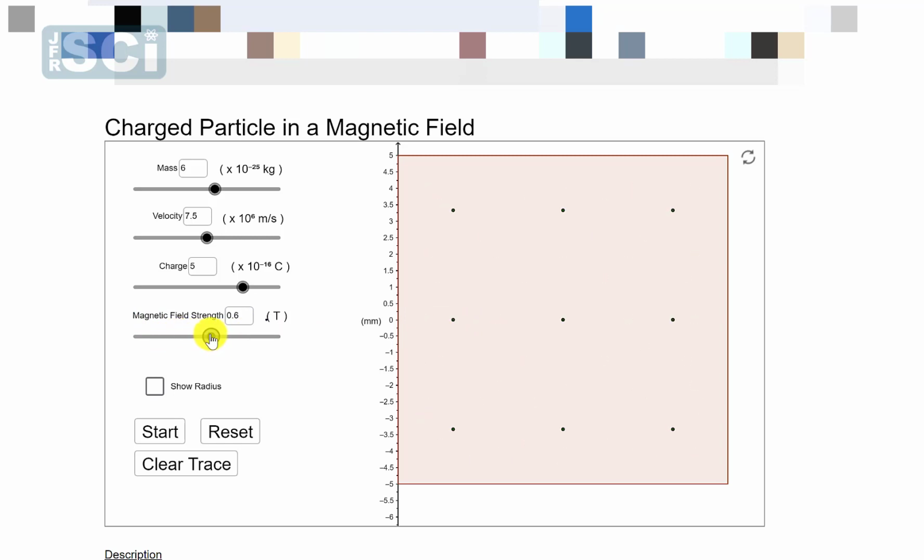There we go, 0.5. Our charge is going to be times 10 to the negative 16 coulombs. I don't know if we can get up to it, so let's go with, say, 10 times 10 to the negative 16. The speed's going to be quite slow, so let's bring it down to, say, 5 times 10 to the 6. And the mass, let's leave where it is. If we were to shoot this into the field, sure enough, we can have it show us the radius: 6 millimeters.